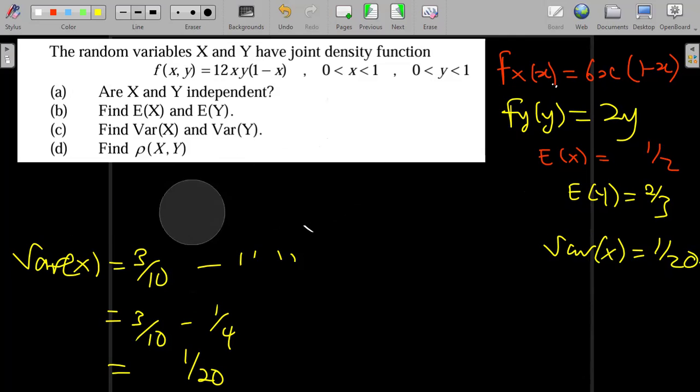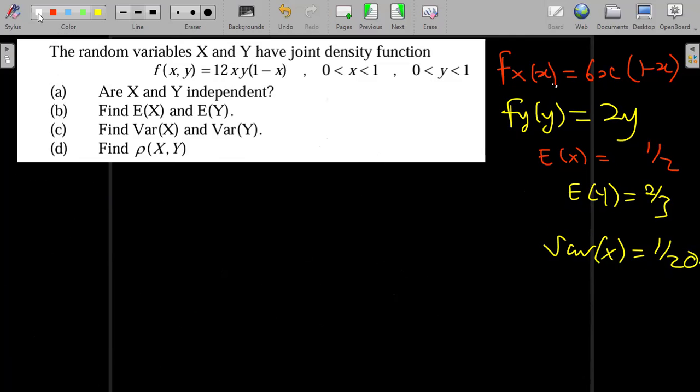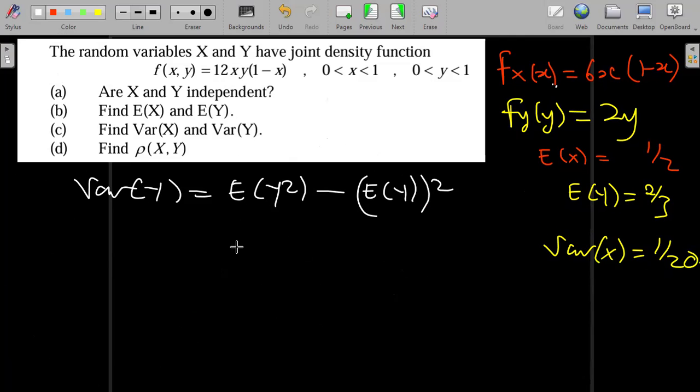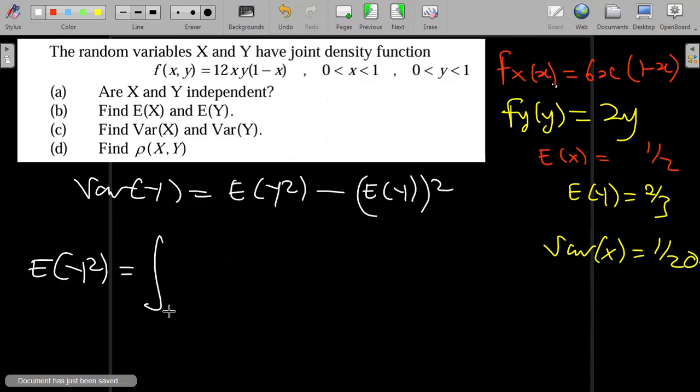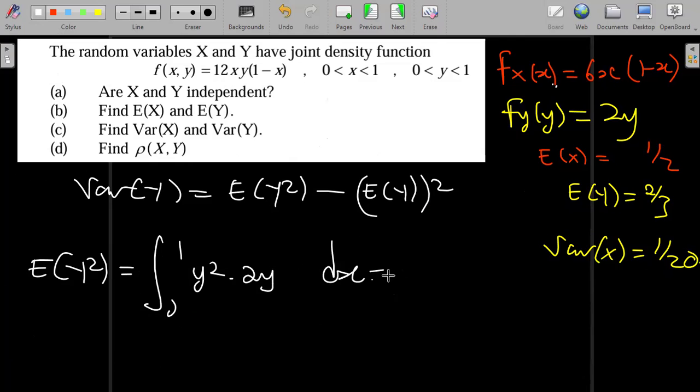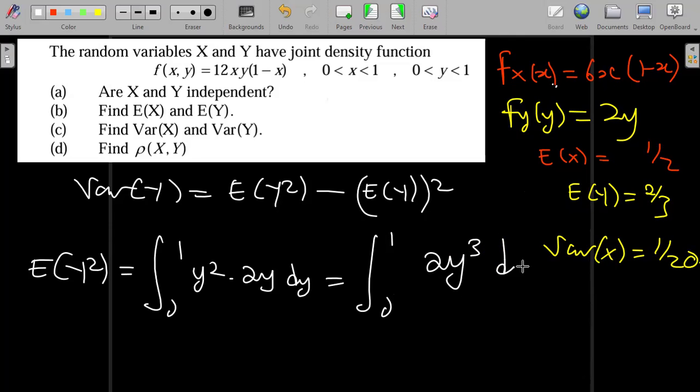Now let's compute the variance of y. So we go by the same route. Variance of y equals the expected value of y squared minus the expected value of y, squared. So the expected value of y squared is the integral from 0 to 1 of y squared multiplied by the marginal of y, dy.